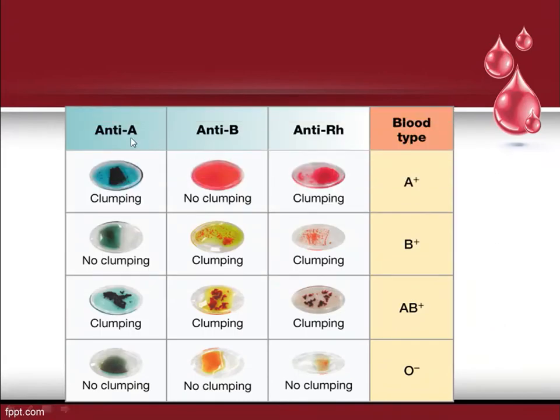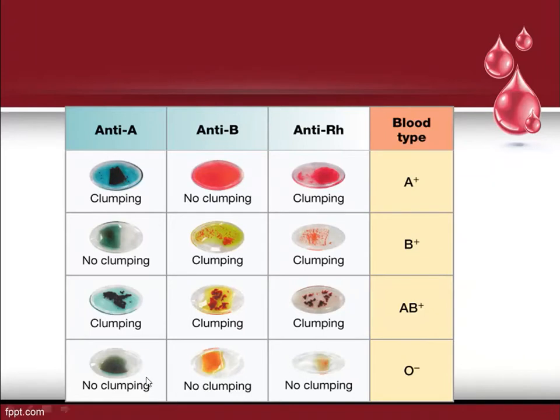Now see, in that the anti-A there is clumping, anti-B no clumping, anti-RH there is clumping. The blood group is A positive. In the second slide, no clumping in anti-A, clumping in anti-B and the anti-D or the RH indicates the blood group B positive. Now clumping in both anti-A, anti-B and the anti-RH or the anti-D indicates the blood group AB positive.